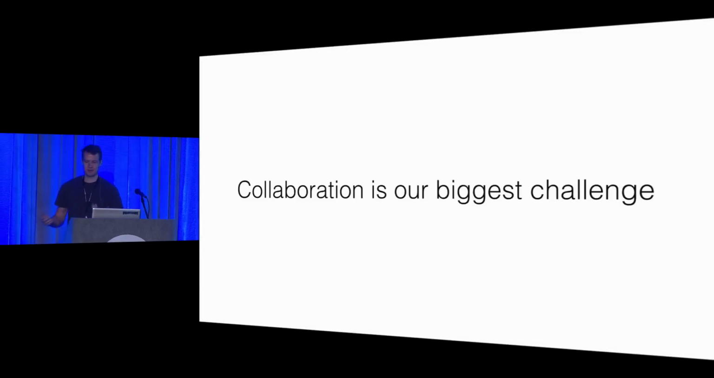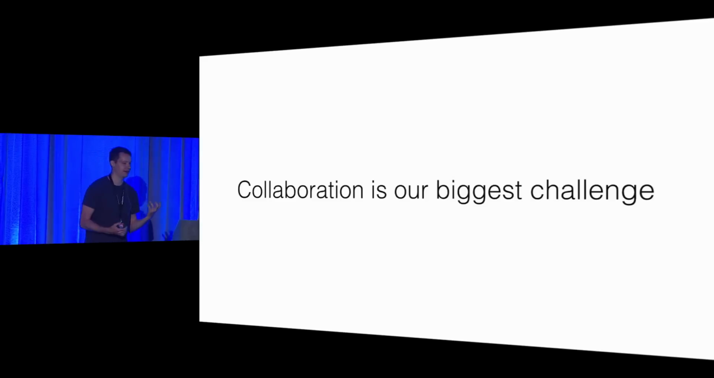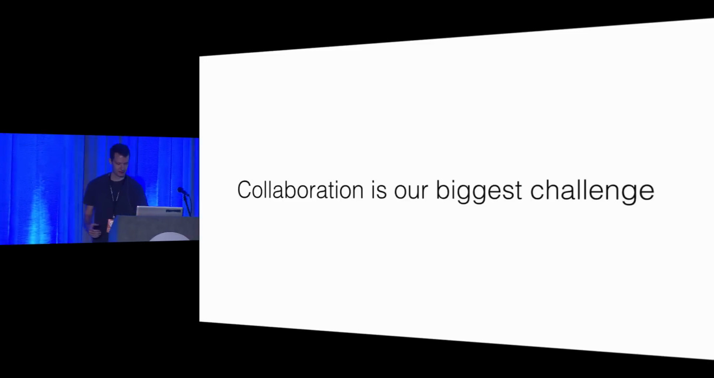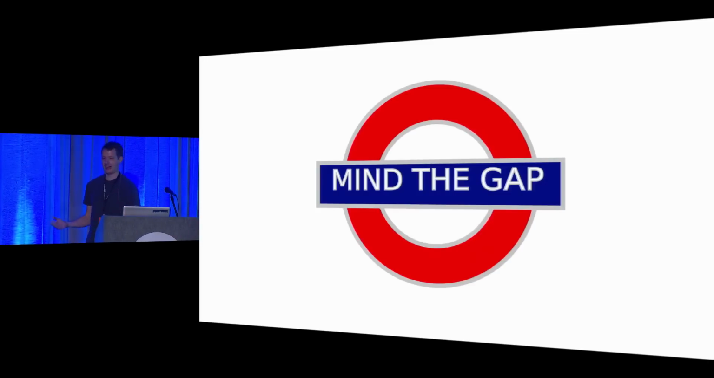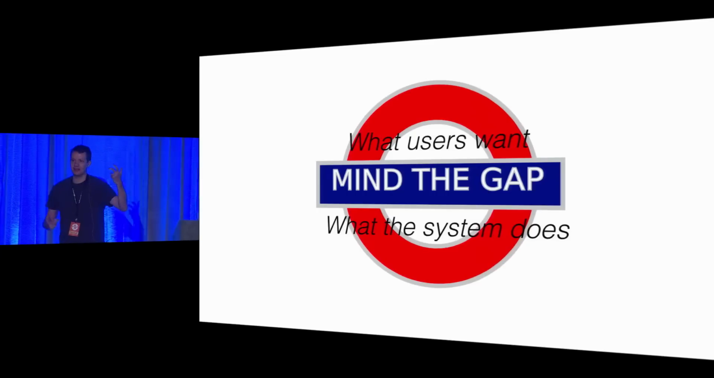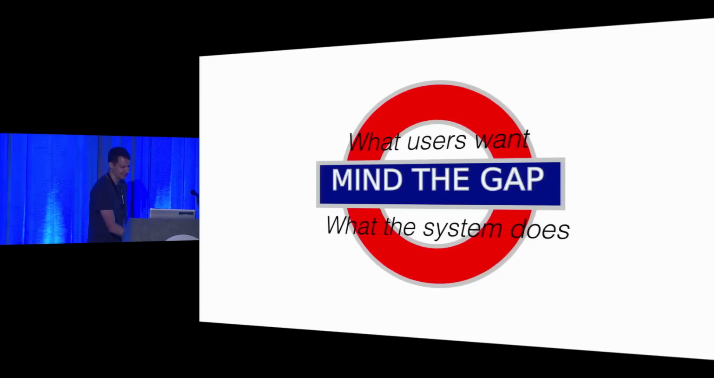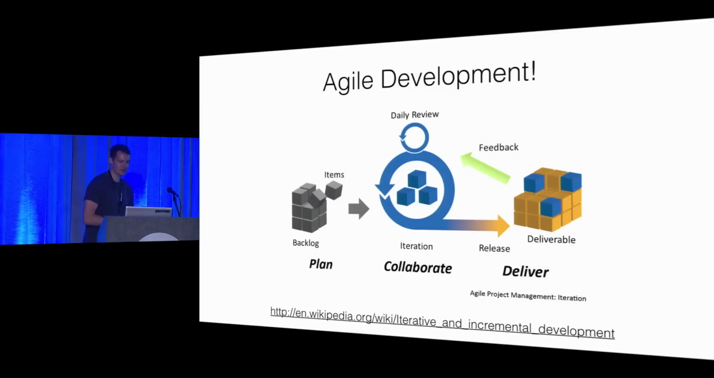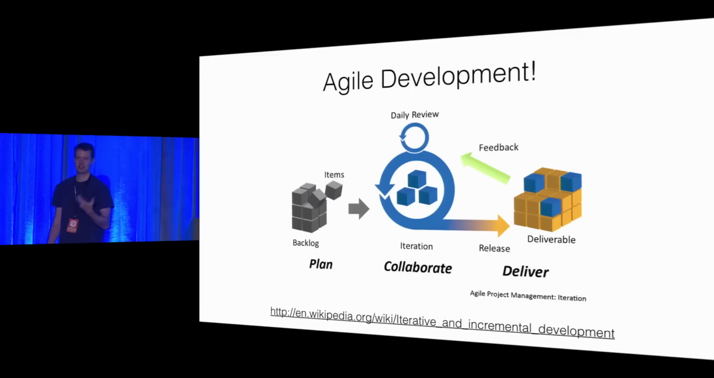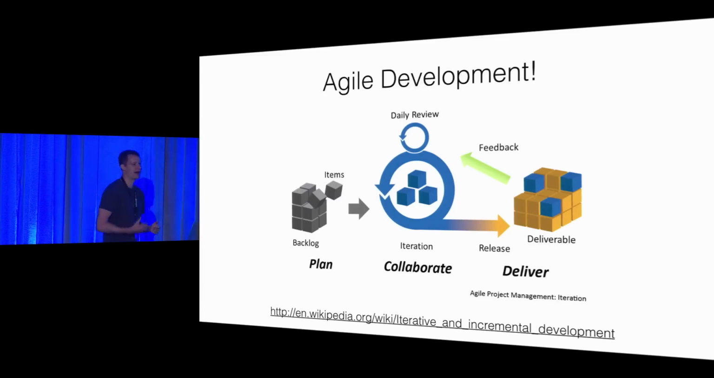So these show some of the leverage that we can get, some of the tools that we can have, but more deeply, collaboration with our users is our biggest challenge. And we have this gap between what our users actually want and what the system does. And what's interesting is that agile development has probably been one of the best steps forward in helping close this gap. And it's because we've created this feedback loop in our system.